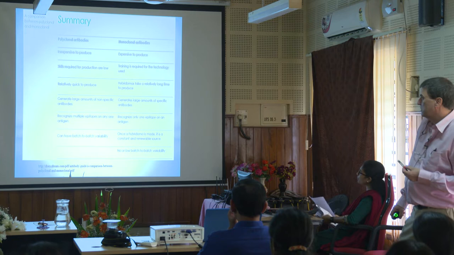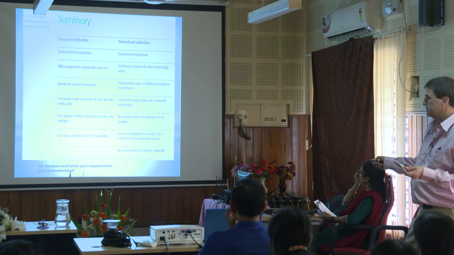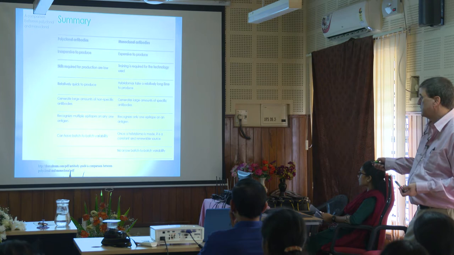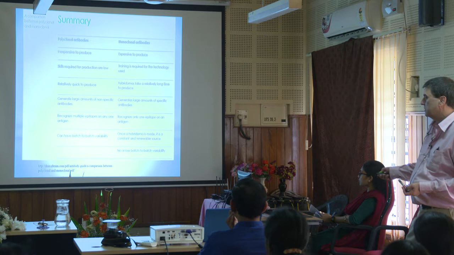Polyclonals are inexpensive. Basically, you inject the rabbit, take the serum, and that's pretty much it. You can clean it up a little bit. Multiple epitopes can have a lot of variability, because it's multiple antibodies.